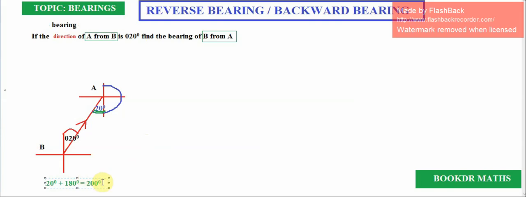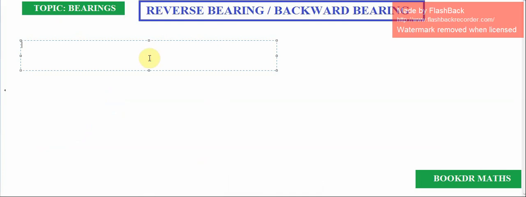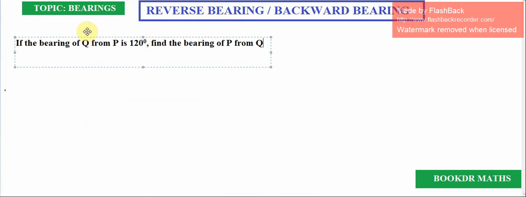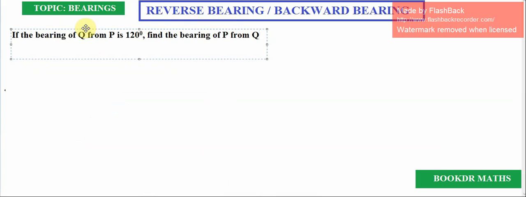That it is. I'm going to do about 2 more examples. Then I'll give an example to an exercise to try. Let's look at another question. We are taking another question now. If the bearing of Q from P is 120 degrees, find the bearing of P from Q. Another backward bearing in place.